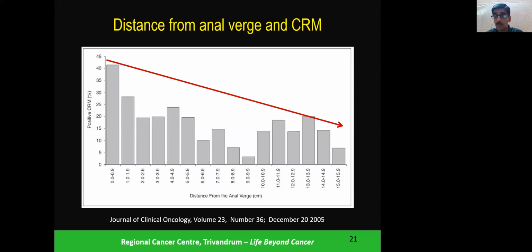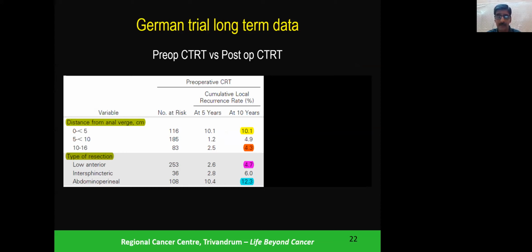Again, this is another data from the German rectal cancer trial. If you look at this, you can see that in patients with lesions at 0 to 5 centimeters, the recurrence rate was 10%, but at 10 to 15 centimeters, the recurrence is 4.3%. In other words, lower rectal cancers were not doing as well as expected in spite of standard TME methods.